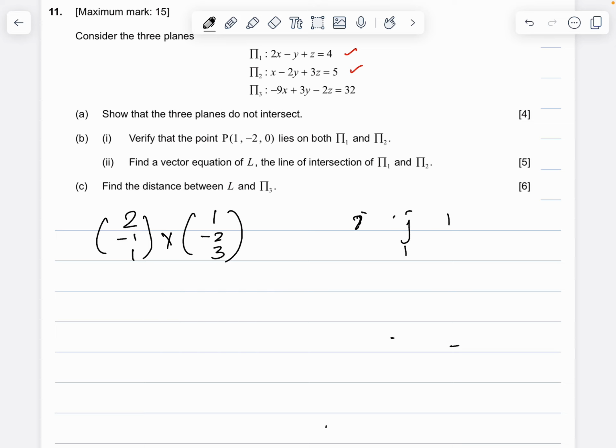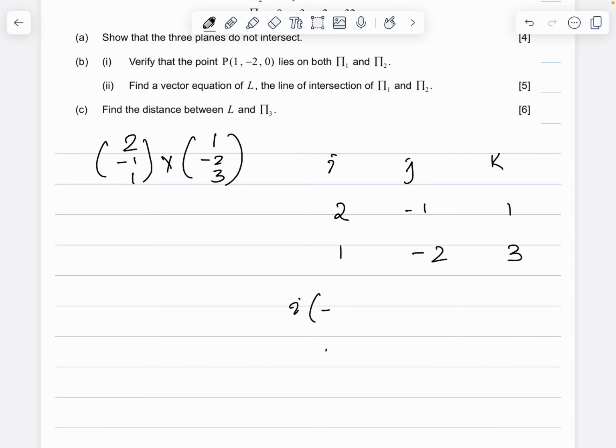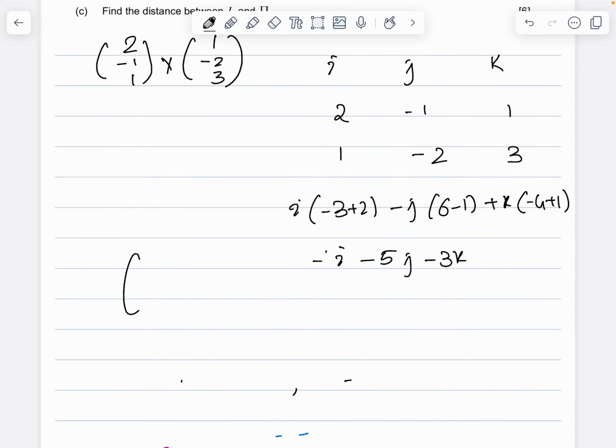How do I find the cross product? IJK, 2, negative 1, 1, 1, negative 2 and 3. So it becomes i times minus 3 plus 2, minus j times 6 minus 1, k times minus 4 plus 1. So it becomes minus i minus 5j minus 3k. So what is the normal vector? Minus 1, minus 5, minus 3. It can also be written as 1, 5, 3.